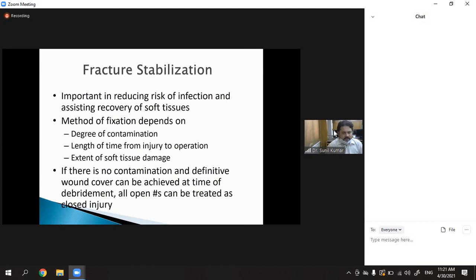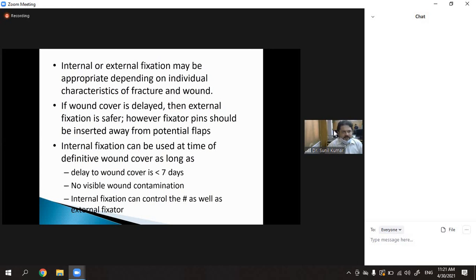If there is no contamination, definitive wound cover can be achieved at the time of debridement. Then the open fracture can be treated as a closed injury, with the closed methods of treatment. Internal fixation or external fixation may be appropriate depending on the individual characteristics of the fracture and wound. If wound cover is delayed, then external fixation is safer.